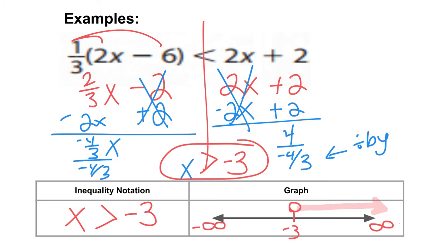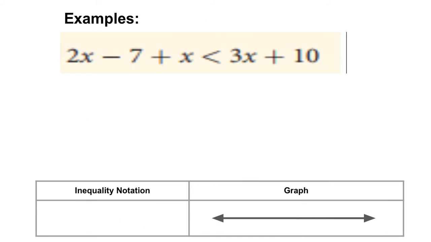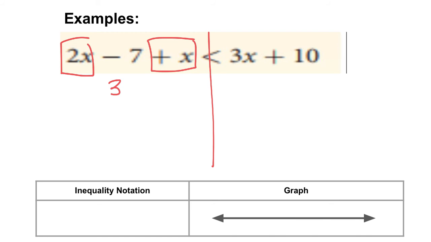Okay, let's do another one. Now this is going to be one of those special cases. So let's look at how this is going to look and what we want to look for. If I was going to simplify this, I would start by combining terms because I don't have to do distributive property here. But I've got 2x's on the same side. So 2x plus x would give me 3x minus 7. And then this side is still 3x plus 10.